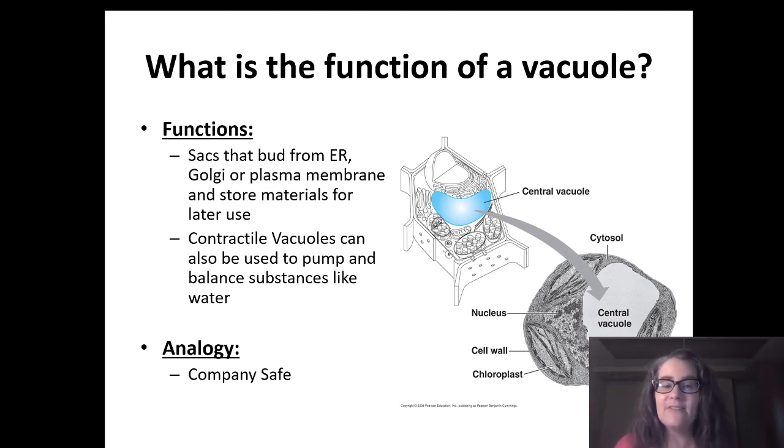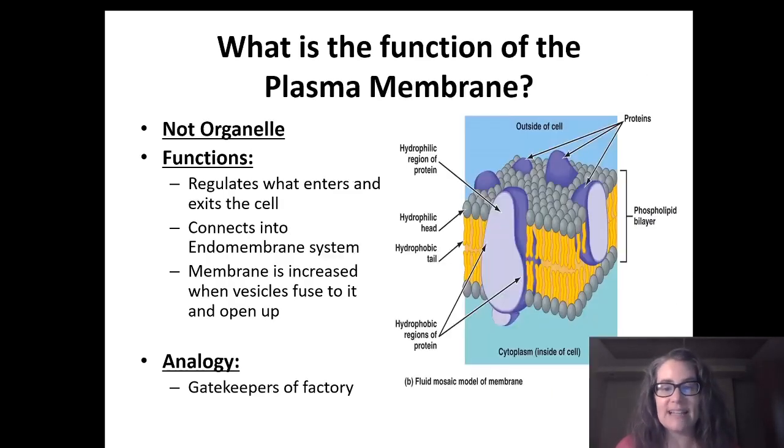For plant cells, vacuoles are very, very large. You can see this central area and how much of it is taken up by a vacuole. In an animal cell, we still have vacuoles. They're just smaller, and so they're not quite as big.